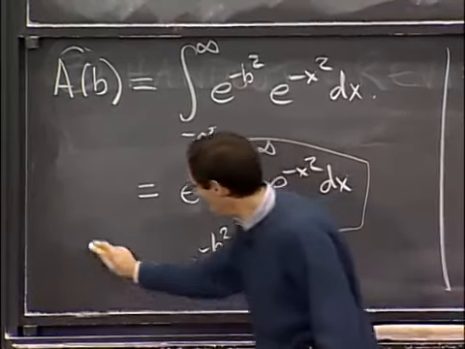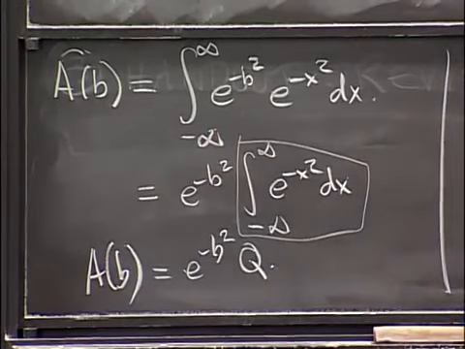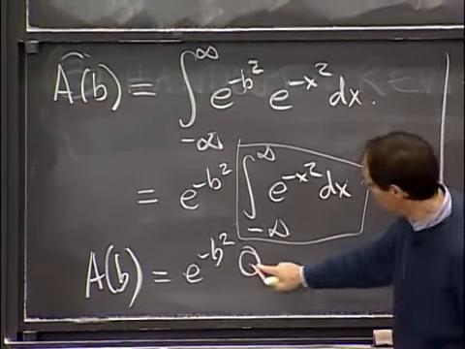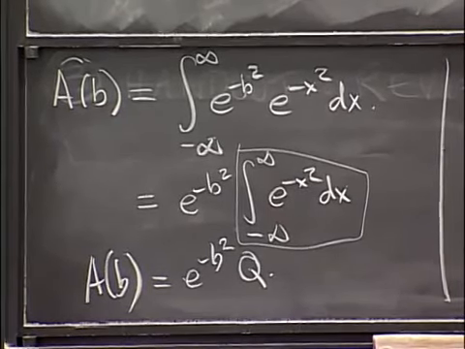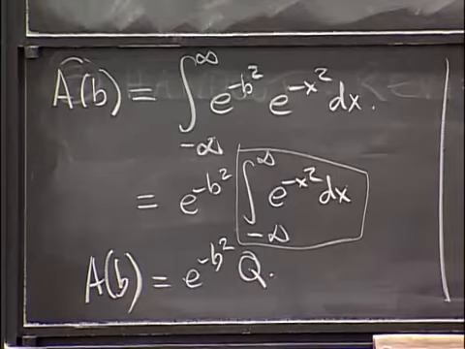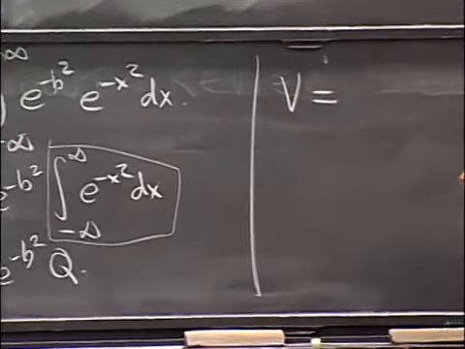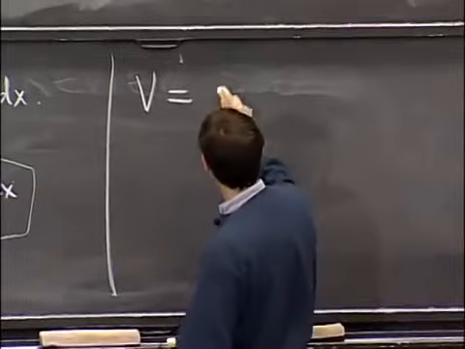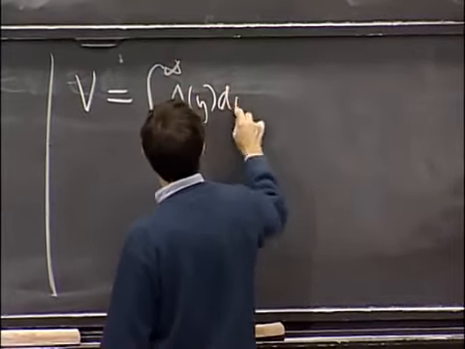So I've computed A of b, and now I'm ready to finish the problem off. A of b is e to the minus b squared times Q. Q is that strange number which we don't know yet what it is. So now I'm going to compute the whole volume. The whole volume, remember, it's over there. It's the integral from minus infinity to infinity of A of y dy.